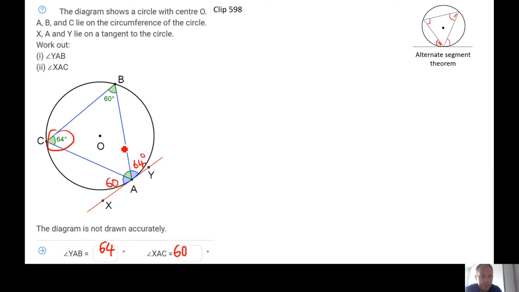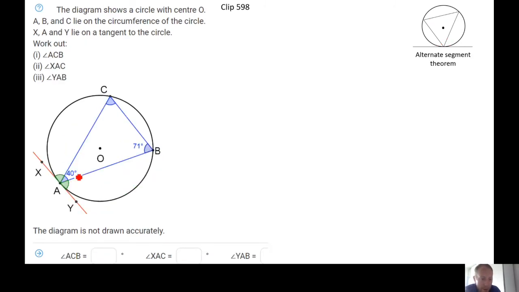The third one. So this time I've got this angle and this angle given. So it says A, B and C lines come to a circle. X, A and Y line are tangent. So that red line is a tangent again. Work out ACB. Right, so the first one I need to find is ACB, which is this one. So that's 40, that's 71.